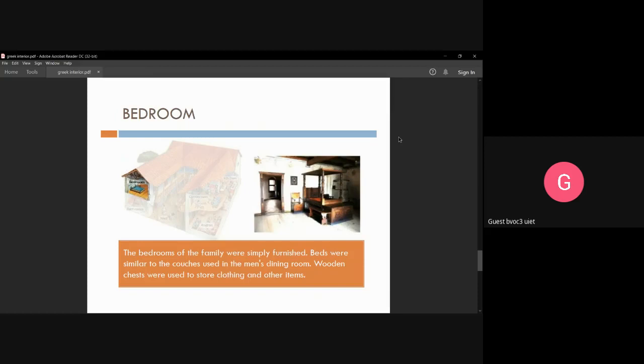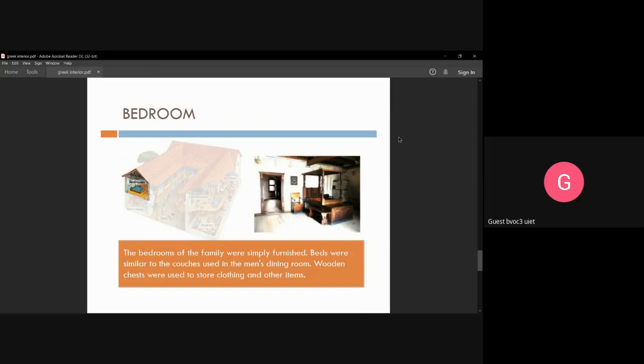The next is the bedroom. So the bedroom of a family was simply furnished. Beds were similar to the couches used with the men's dining room. Wooden chests were used to store clothing and other items. So here they have a chest, they have different kinds of furniture, different kinds of seating. The furniture we'll be studying in the next class.